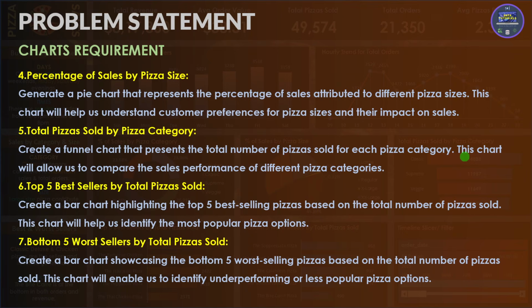And in the same way, he wants to find out the bottom 5 worst sellers, right? So which are the bottom 5 pizzas which are worst selling, where there are no or very few orders for those particular pizzas, and he will identify the underperforming or less popular pizza options whichever he is having in his store.